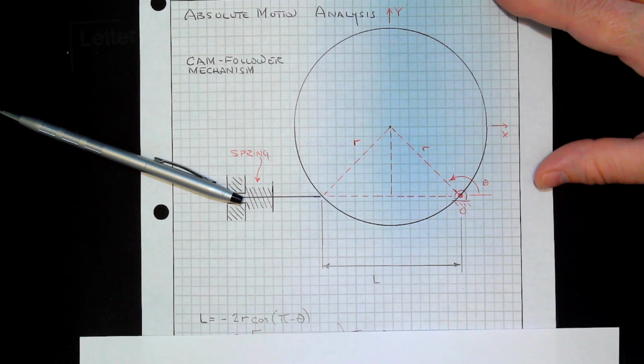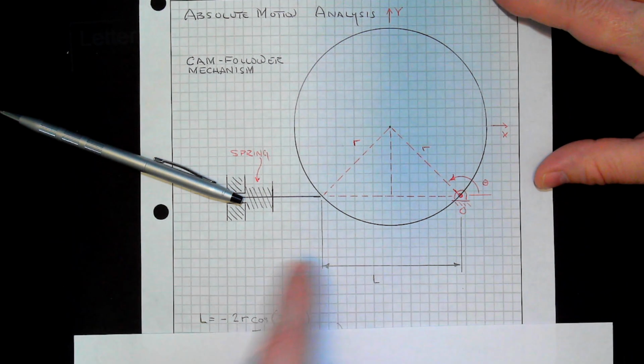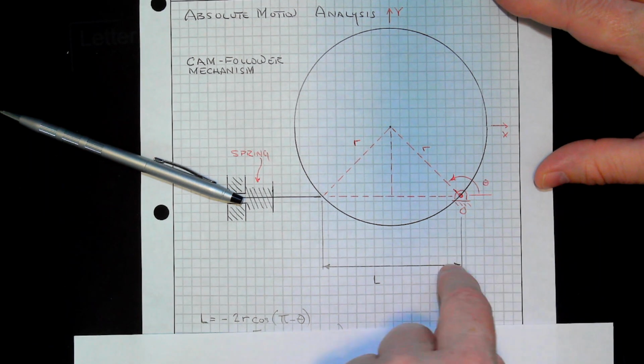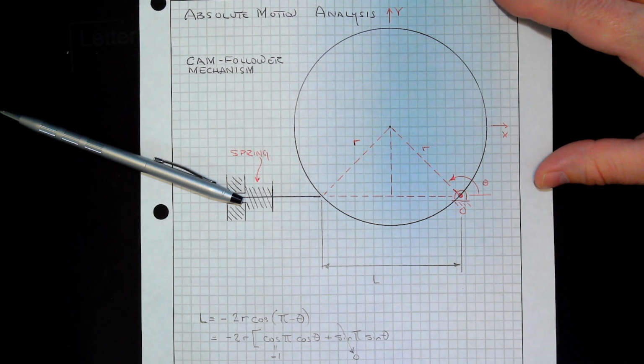So I can write the following. L, this distance off of O, is, and I'll take this as positive, so going back would be negative, minus 2r cos(pi minus theta). Now if you use your trig identities and expand that out, you wind up with a cos pi, that's a minus 1, and the sine pi is 0. And so now we're just left with 2r cosine of theta as it all reduces down.